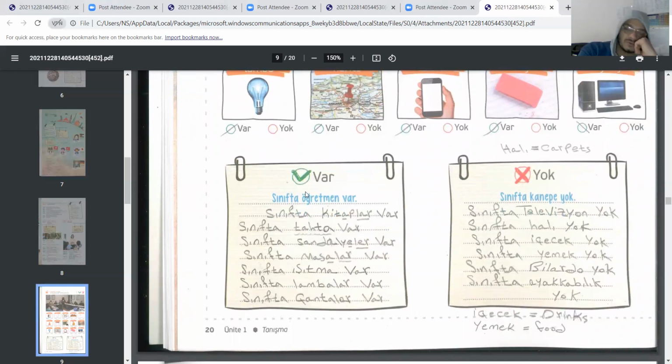Here, let's talk about what var. At our class, sınıfta öğretmen var. Sınıfta kitaplar var. Sınıfta tahta var. Sandalyeler var. I use this add-on to convert the singular situation to the plural situation, like cat, cats, book, books. Masalar var. Isıtma var. That means air system, ısıtma. Lambalar var. Çantalar var.